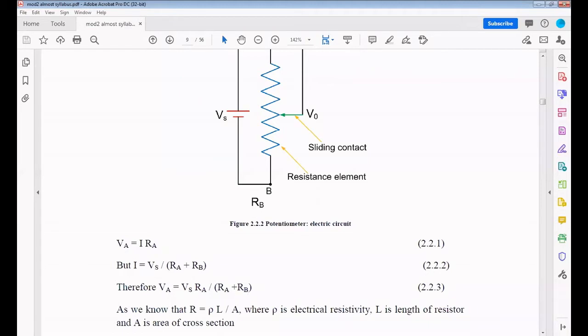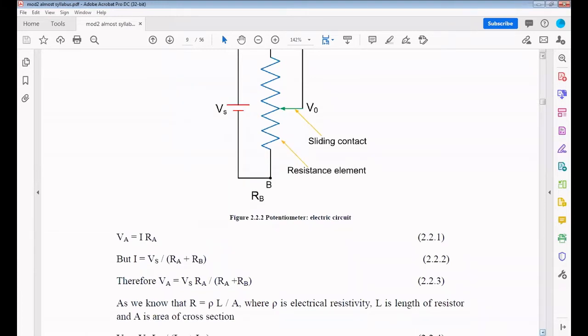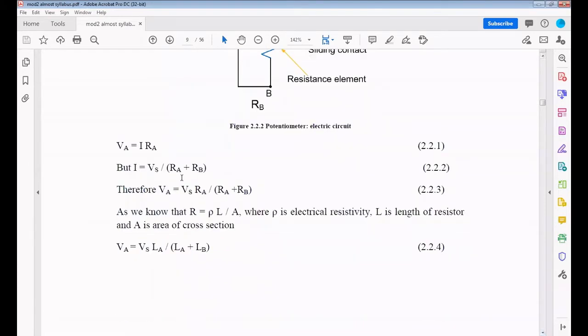Already we know the general formula for resistance, that is rho L by A. Rho is the electrical resistivity, L is the length of the resistor, and A is the cross sectional area. So this is according to Ohm's law, but according to this particular formula we can get VA is equal to Vs into LA by LA plus LB.